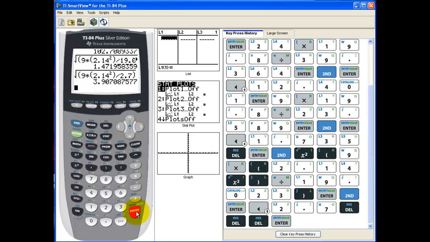Well, we are 95% confident that the true standard deviation of 5th generation iPod music player battery life is between 1.47 hours and 3.90 hours. 3.91 if you round it correctly.